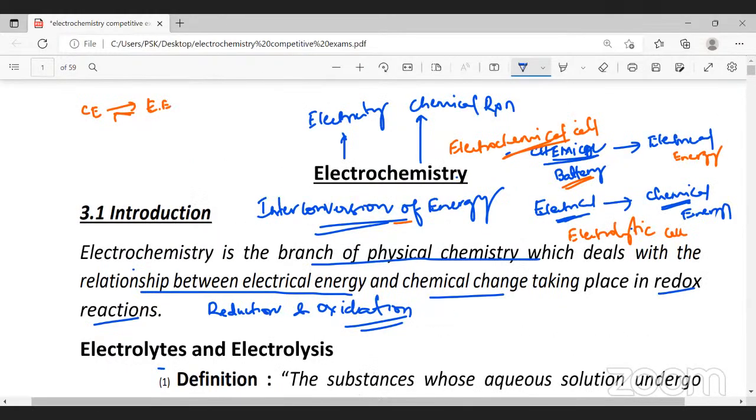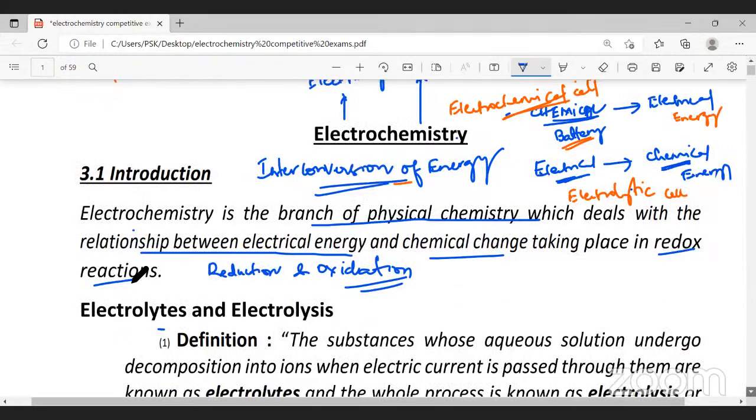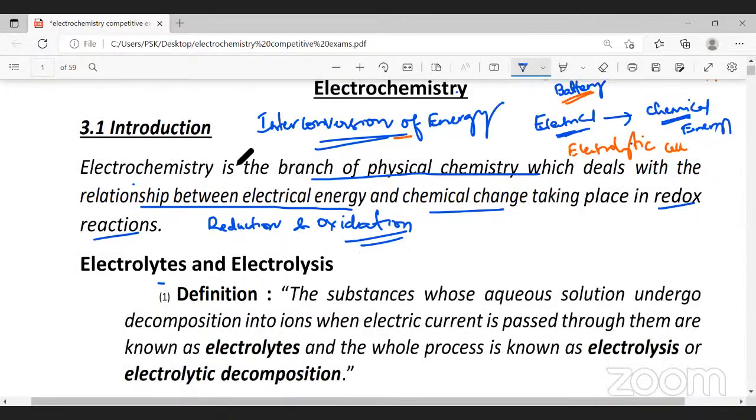Now we will learn something with respect to electrolytes and electrolysis. This chapter, electrochemistry, deals with the study of interconversions of energies in solution state. We are not talking about interconversion of energy in solid state. We talk about it in solution state. To study redox reactions in solution state, we need to understand certain terminologies. The first are electrolytes and a process called electrolysis.